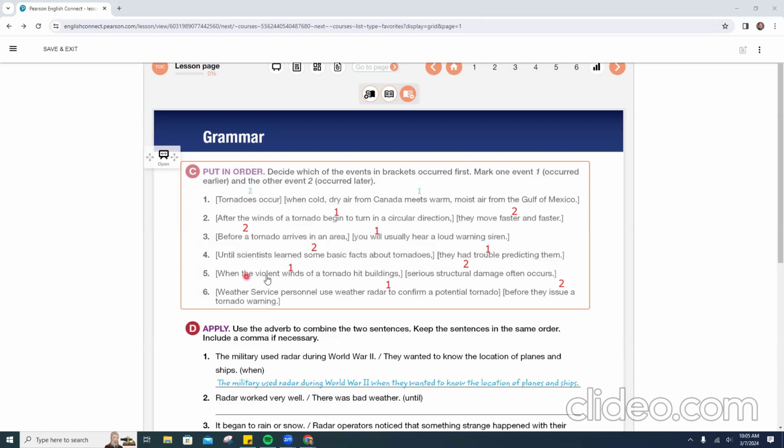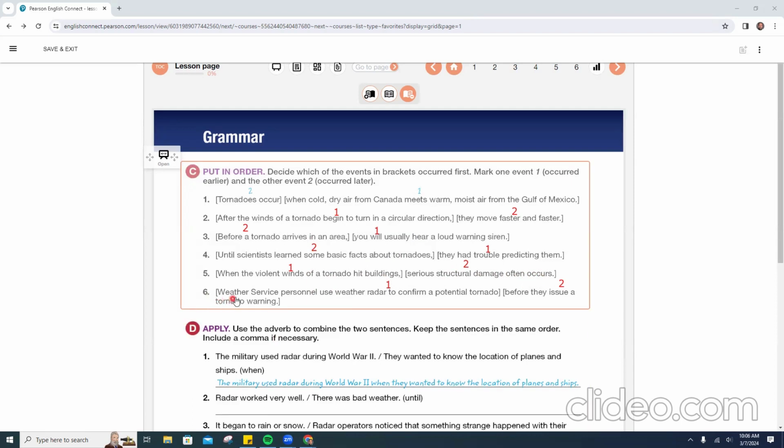Number 5, when the violent winds of a tornado hit buildings, serious structural damage often occurs. So first, the tornado hits, and second, structural damage happens. That means it gets destroyed.